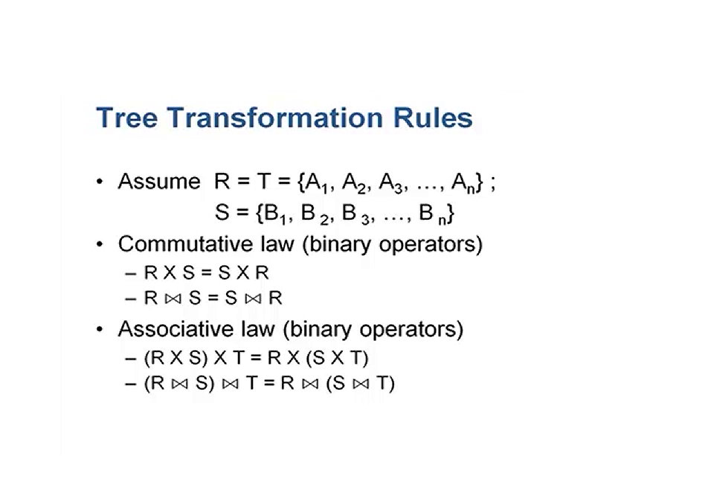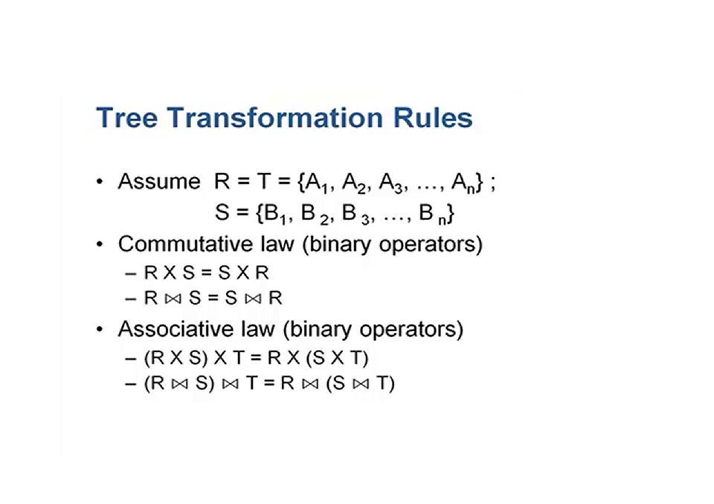In my discussion here, we'll assume that R and T are two tables, and they both consist of attributes A1, A2, A3, all the way through An. These are columns of the table. And we have a separate table called S, and it also has attributes B1, B2, B3, all the way to Bn. So for tree transformation, we are going to look at, number one, the commutative law.